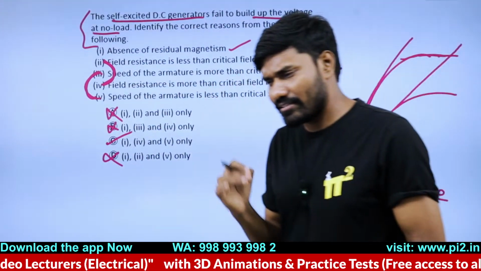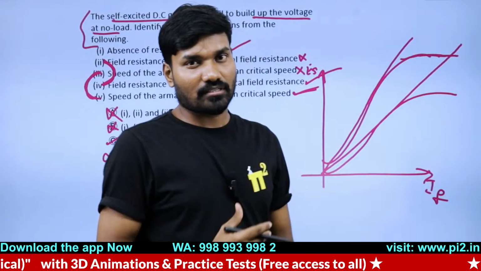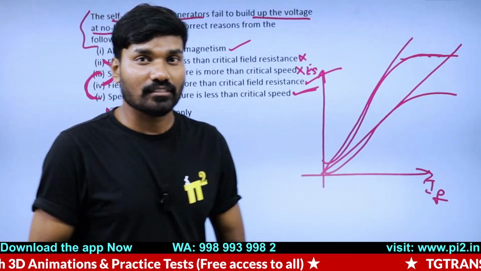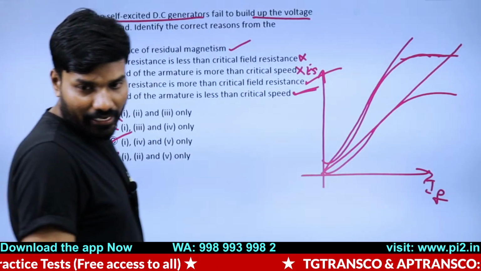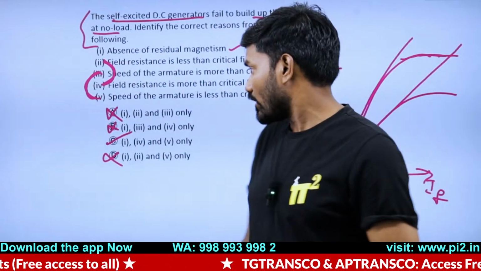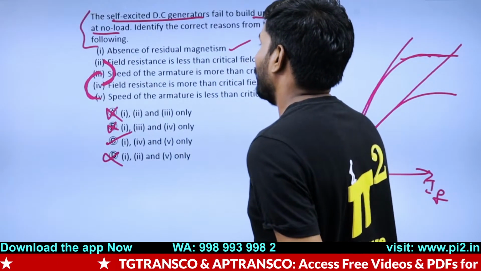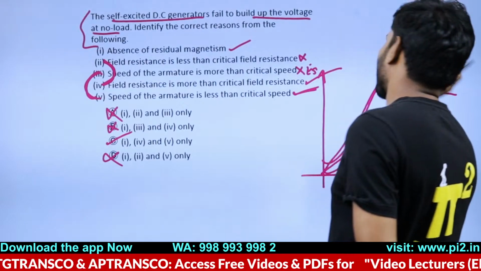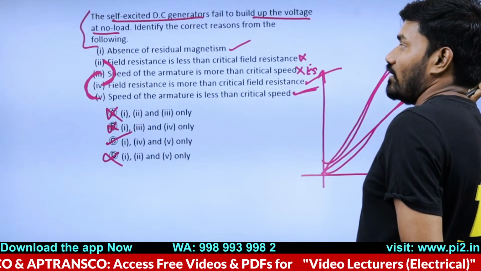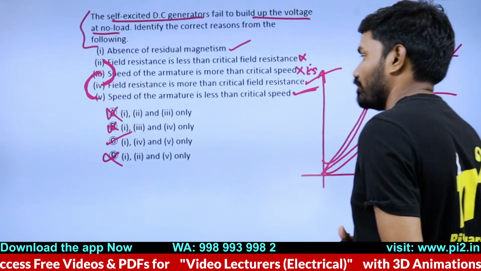Here, the objective guys. See how nicely they're asking questions based on the concepts behind these topics. Okay. You're saying answer is A. Usha Banodhi is saying answer is A. So you're trying to say 1, 2, 3. No. If field resistance is less than critical field resistance, it will build. Why will it fail? It will not fail. No.